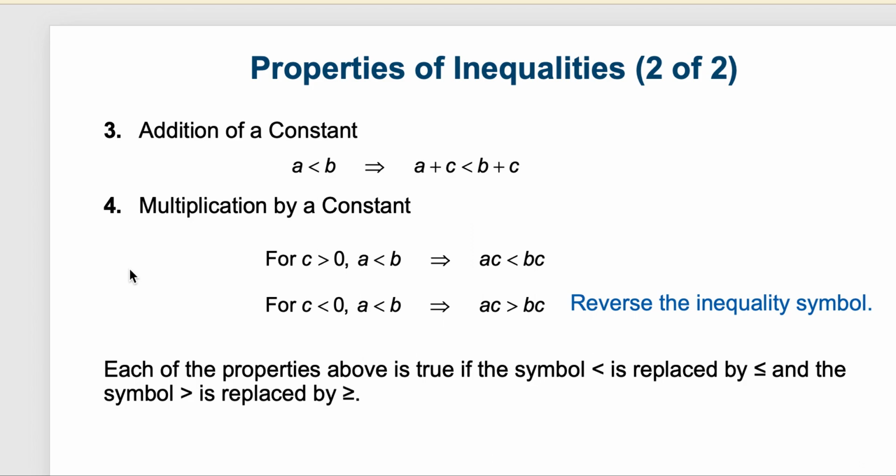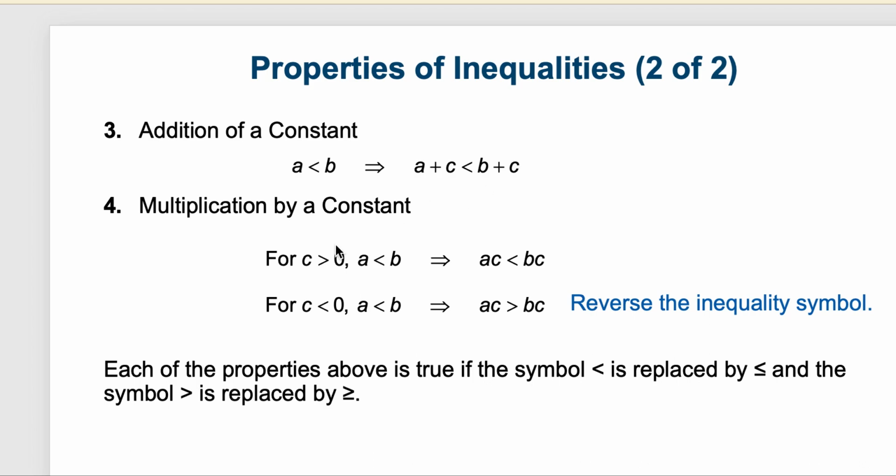The third property is the addition of a constant. So if you have an inequality, you can add a constant on both sides of the equation. So you can add the constant C on both sides, and it will still hold the inequality. So you can see we still have A plus C is less than B plus C.